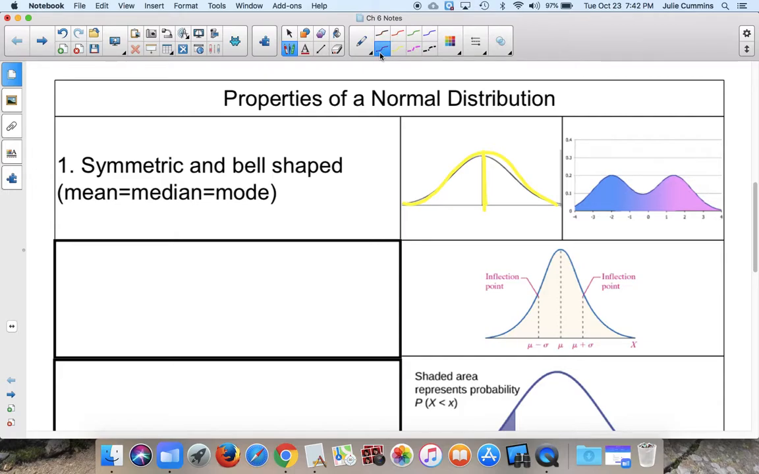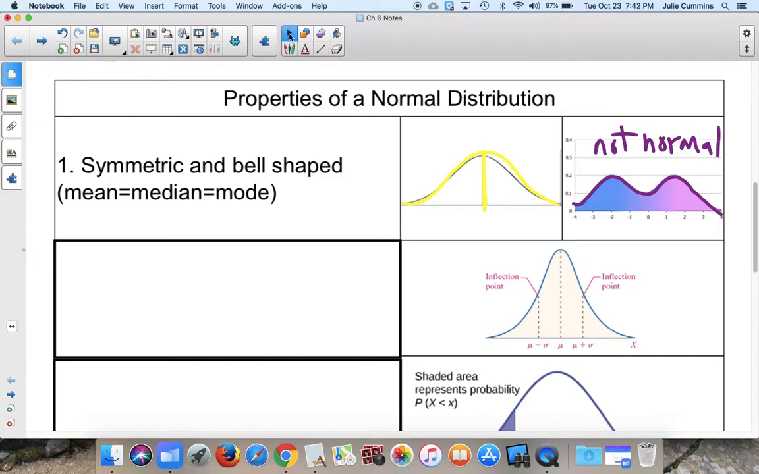Notice this one over here, this is definitely a symmetric distribution, but it's not bell-shaped. This is a bimodal one, so this is not normal, okay? That is not a normal distribution. So a lot of the stuff that we're talking about with this unit, we can't apply to this one.